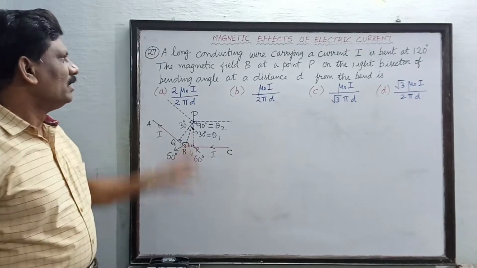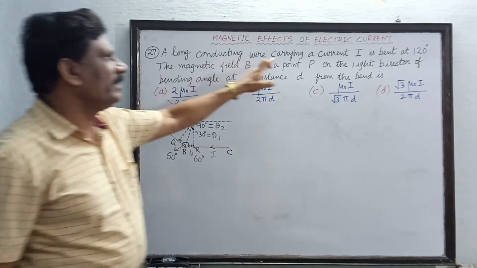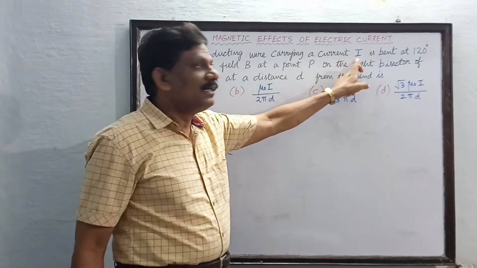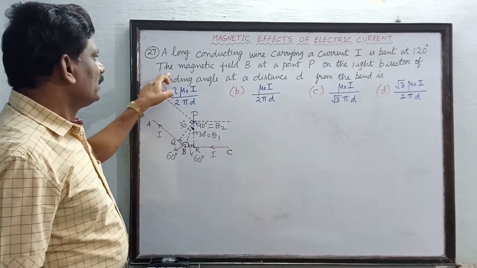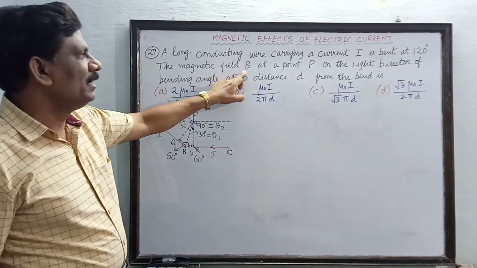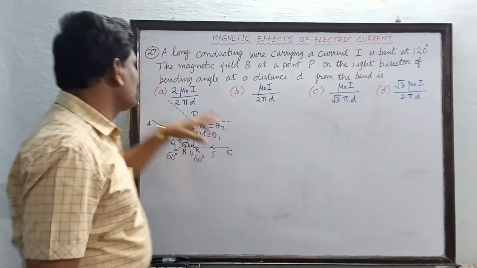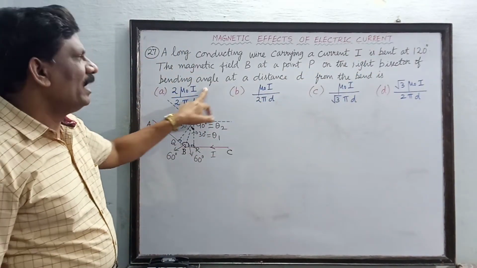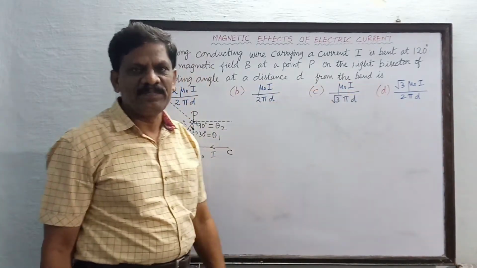Hi students, problem number 27. A long conducting wire carrying a current I is bent at 120 degree. The magnetic field B at a point P on the right bisector of the bending angle at a small distance d from the bend is to be determined.